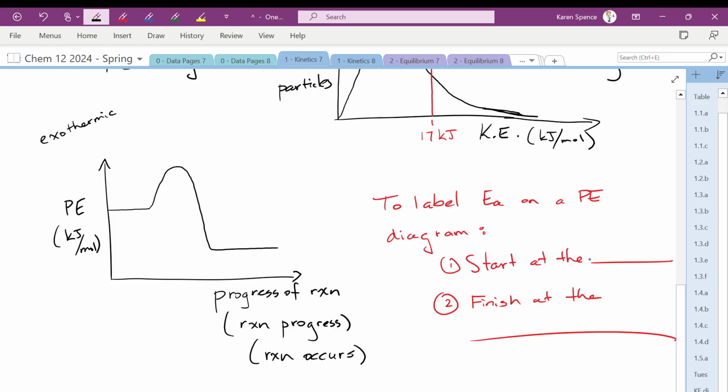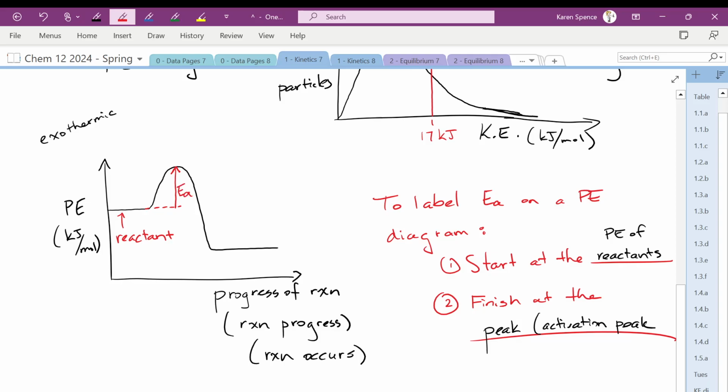At the reactants, the potential energy of the reactants. And where do we finish? At the peak. Okay, the activation peak. Okay, so we're going to start at the potential energy of the reactants. We're going to draw a little dashed line there, and we're going to draw an arrow going all the way up to the peak, excuse me. And then you're going to label it EA.